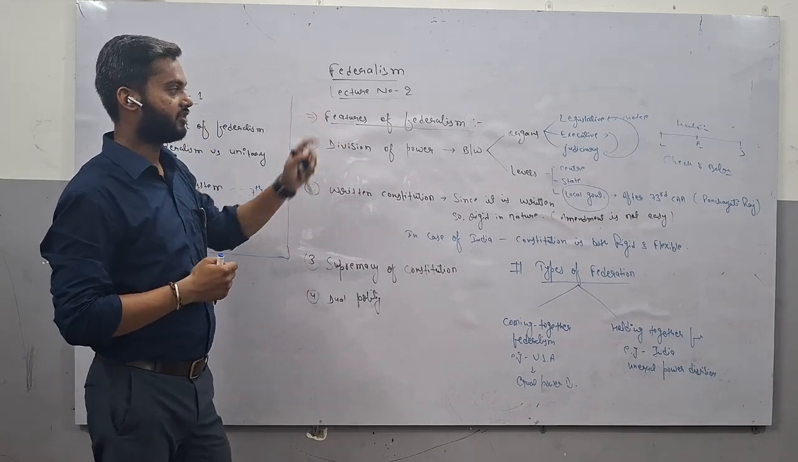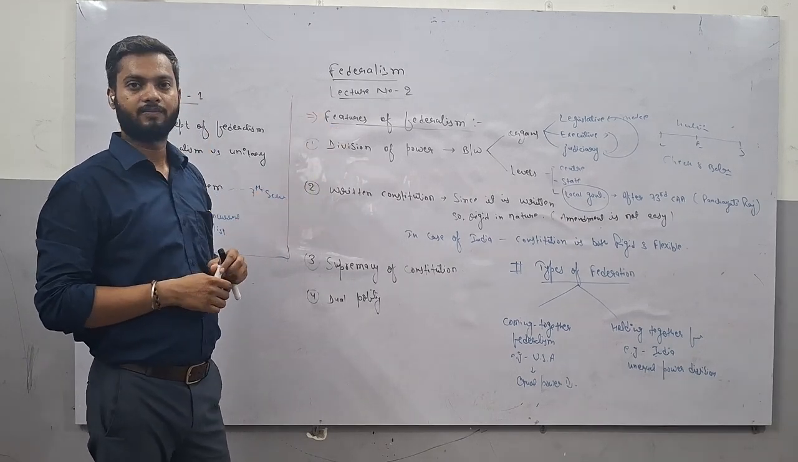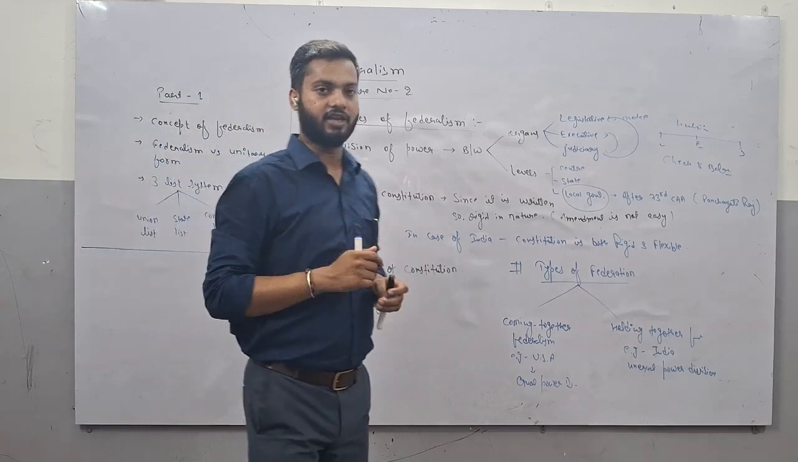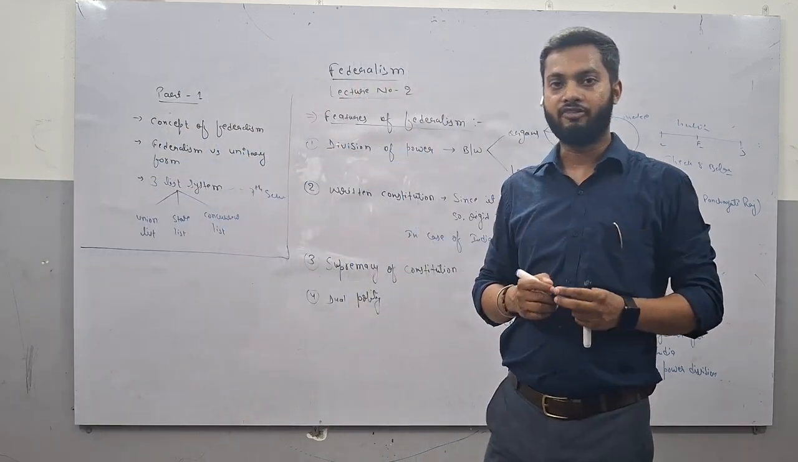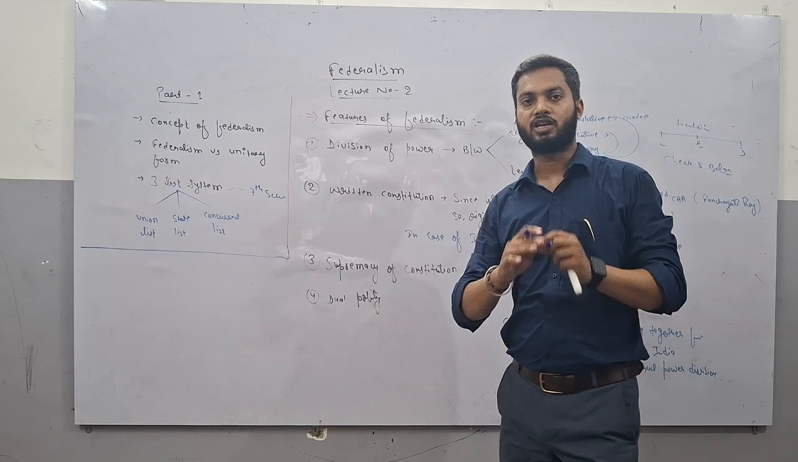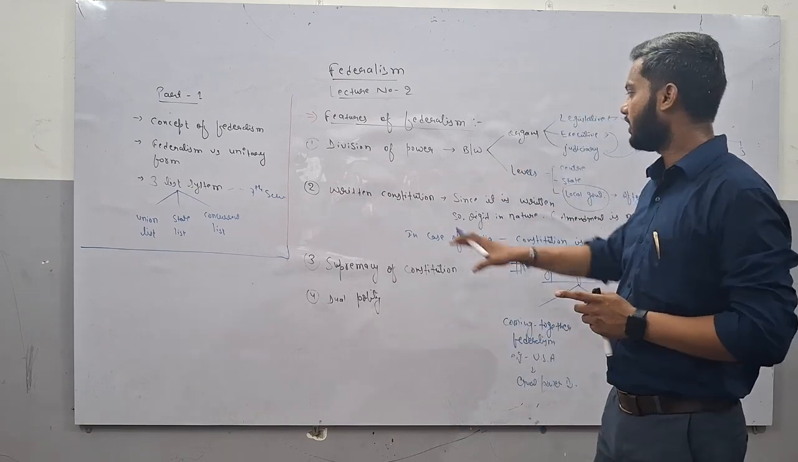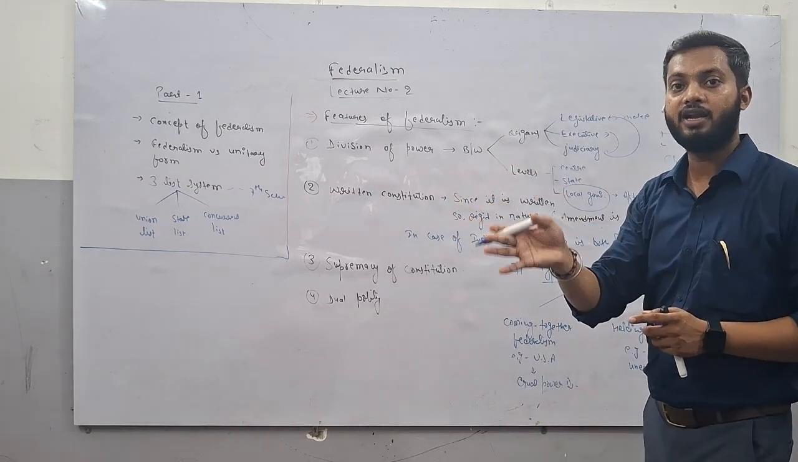Next feature of federalism: a written constitution. The constitution must be written in a federal country. और written constitution का benefit, फायदा ये होता है कि a written constitution cannot be amended very easily.